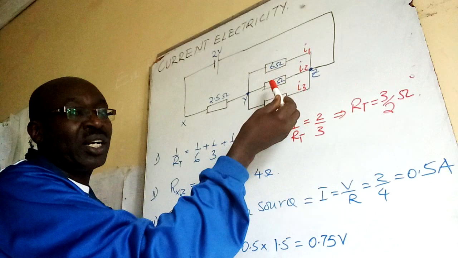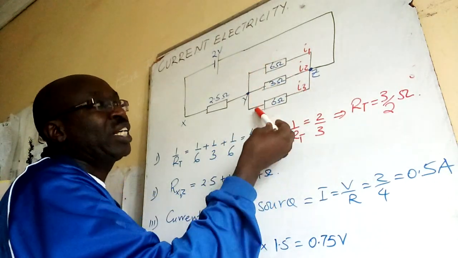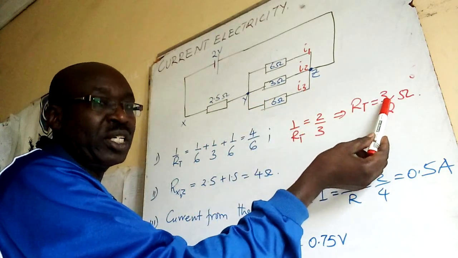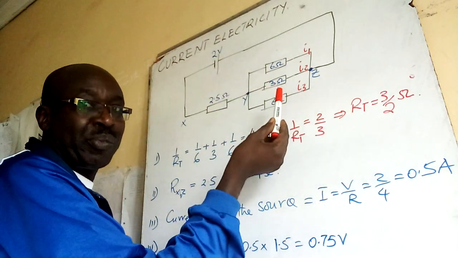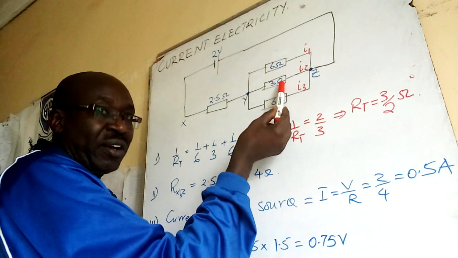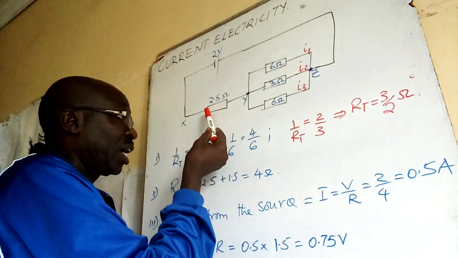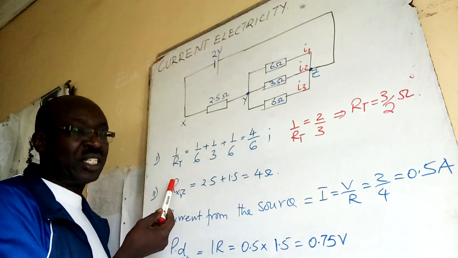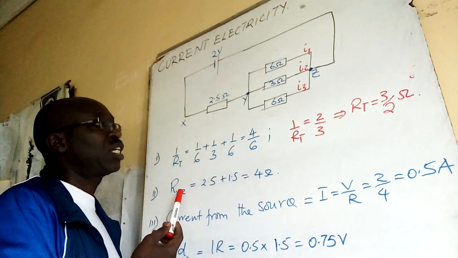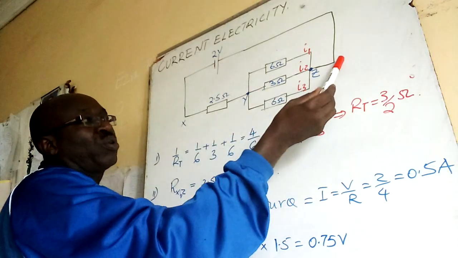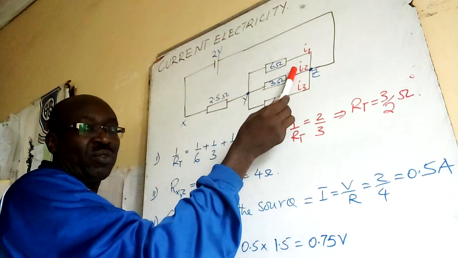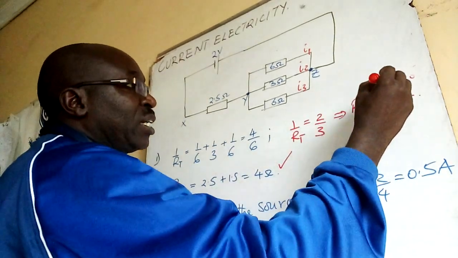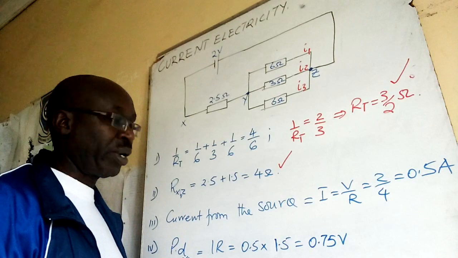Now we have replaced these ones with only one whose resistance is 1.5. So 1.5 replaces this, and here is 2.5. Those two will be in series, and we get the resistance across XZ. 2.5 plus 1.5 gives me 4. Very good. So get that. These are points that you must remember.